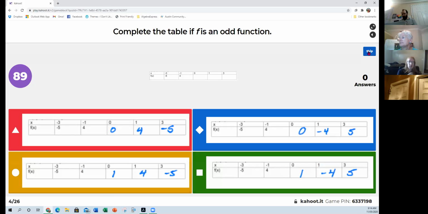Complete the table. I know that's kind of hard to see, but I think only one of these is an odd function. So basically it's pick which one of these is odd.